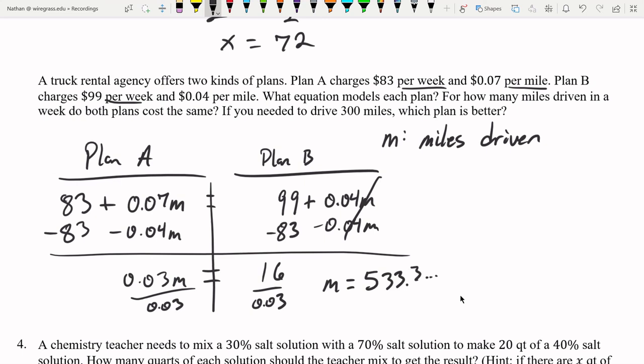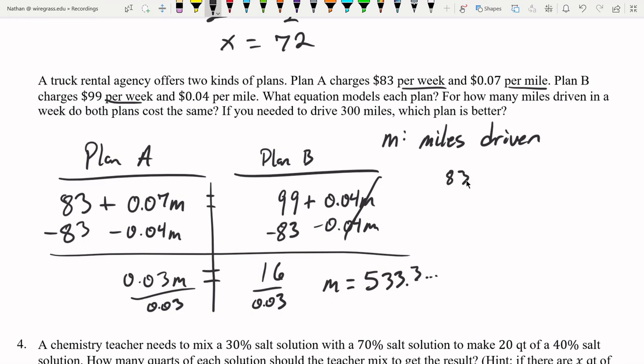Okay, now, if you needed to drive 300 miles, which plan is better? So, we have 300 miles. It's less than this break-even point, so one of them is going to be cheaper than the other. If you're above the 533 and a third, that means the other plan will be cheaper than the first. But really, the question is, which one is cheaper when you're below this 533 changing point? And this you can see if you just look at the two plans and understand how the changes happen. But you can also just test it. Just plug 300 into both plans.